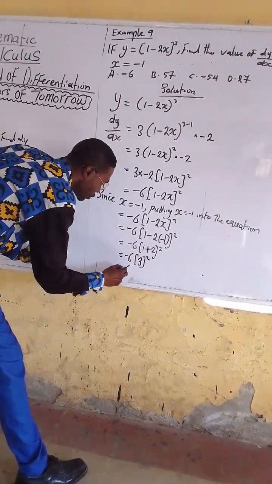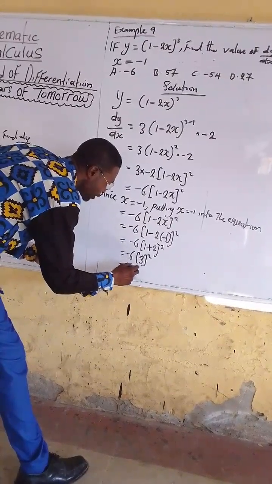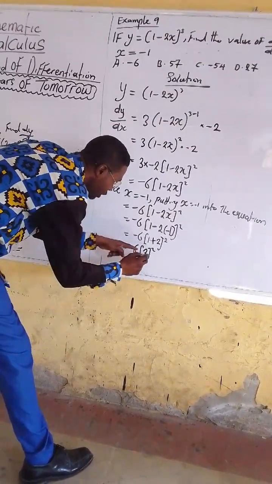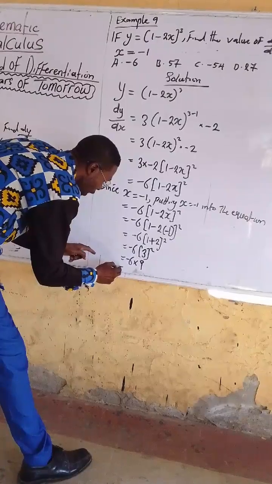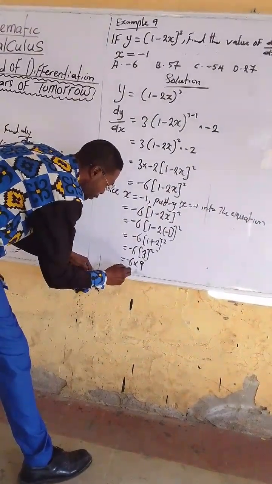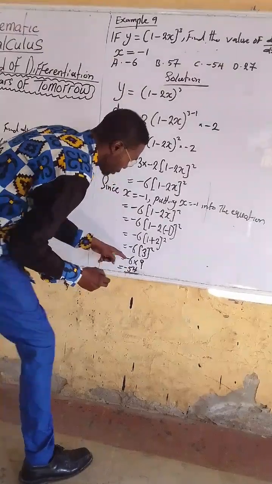Now we have minus 6 times 3 times 3. 3 raised to power 2 is 9. So our final answer is what? Minus 54. That is our final answer.